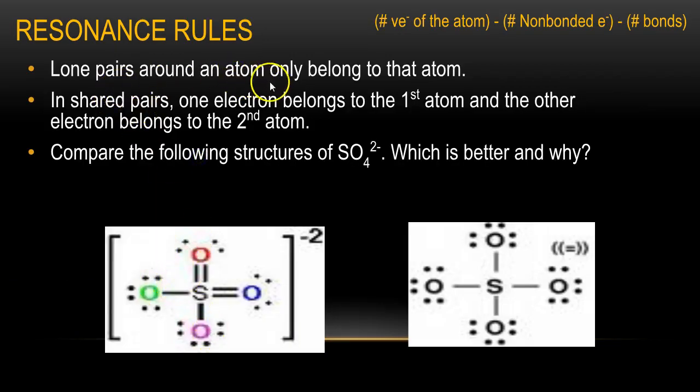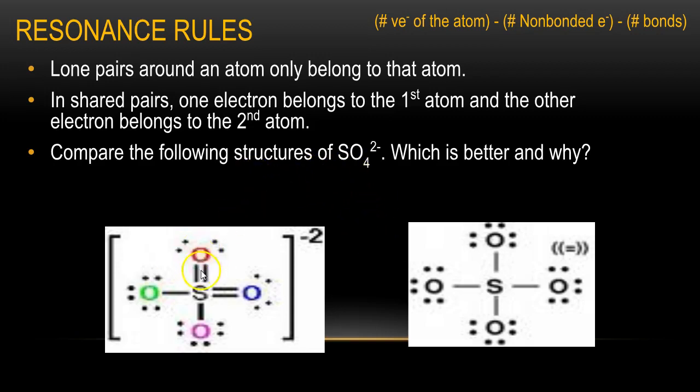Lone pairs of electrons around an atom can only belong to that atom. So that's kind of some rules around resonance. With shared pairs, we can think of one of the electrons being tied to one atom and the other being tied to the second atom. Now let's look at these sulfate ions. So we'll do some formal charges.